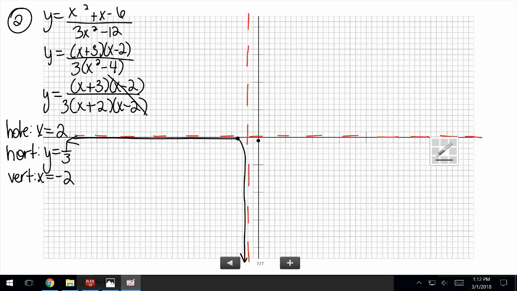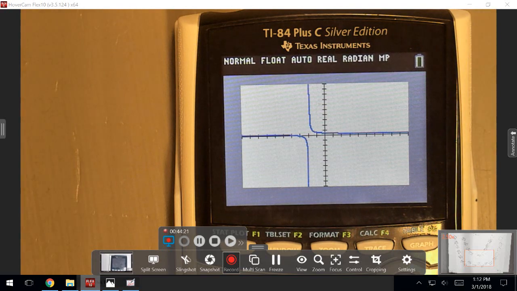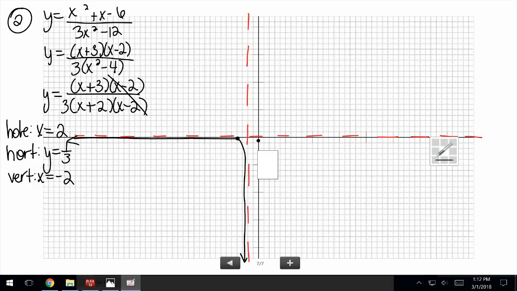All right, let's do the last one. Here we go. What did it look like? Why is it negative? Did I put negative? I think it was positive. I think I put that in the wrong spot. All right, last one, and then we're done.